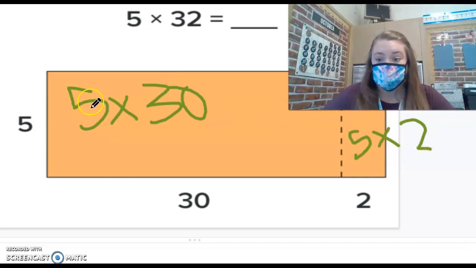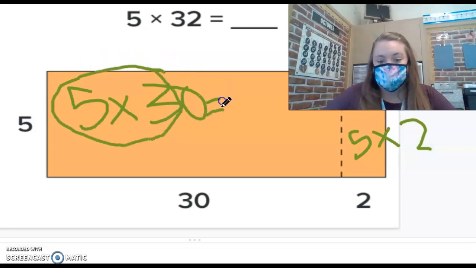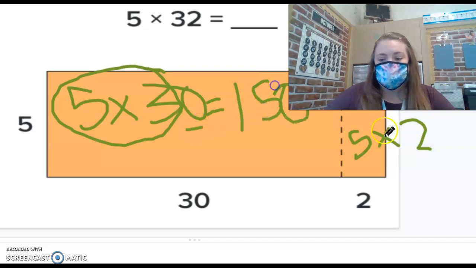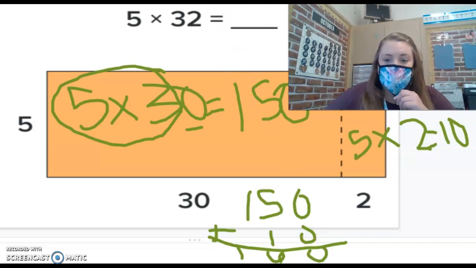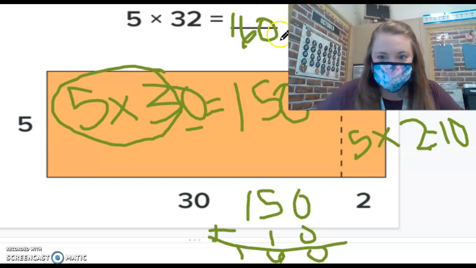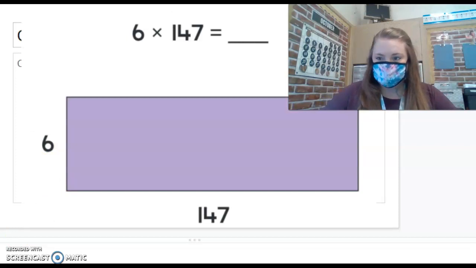So let's use that 0 rule from yesterday. We're going to circle the whole numbers. What's 5 times 3? 15. Add in a 0, 150. 5 times 2 is 10. And then we just add those together. So 150 plus 10 equals 160. So 5 times 32 is 160. See? Easy peasy.